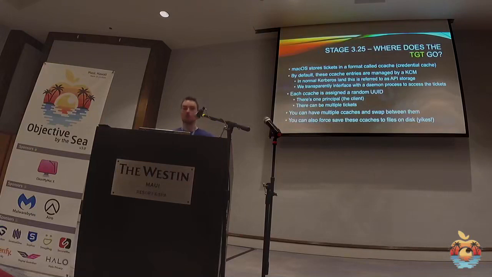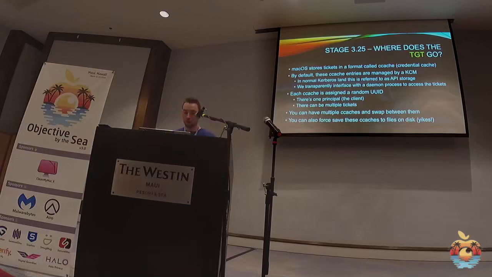So now that you have this TGT, awesome. What happens to it? On a Mac, where does it go? Where is it saved? What's going on? So on macOS, these tickets are stored in a format called ccache, their credential cache. By default on your Mac, they're managed by a KCM. So this is a process-based daemon that's living on your computer that will handle all these requests transparently for you as you hit these APIs to pull out this data.